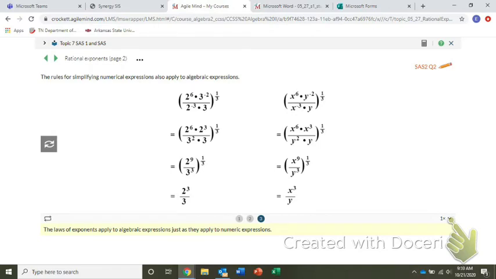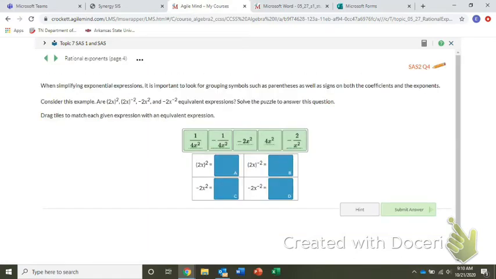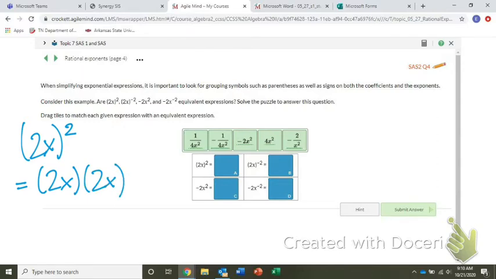All right, we are skipping number 3, and we are going to number 4. So, on number 4, we have to do some matching. So, first, I'm going to write out to the side. So, this first example, we have 2x squared. Okay, so that's the same thing as me saying 2x times 2x, which would give me a 4x squared.